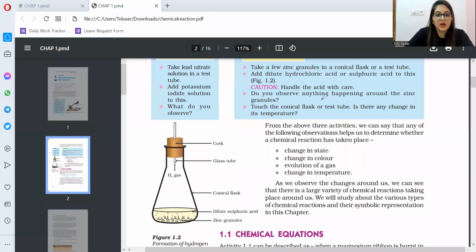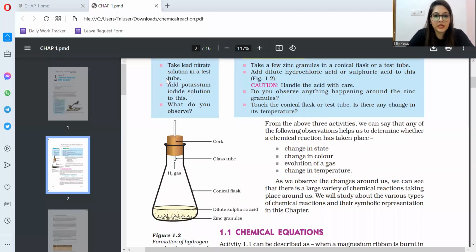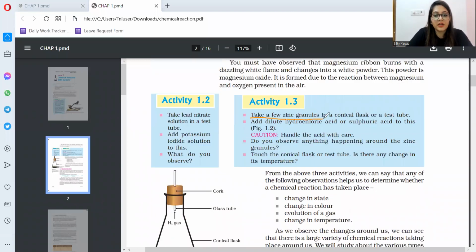Now, from the above, okay, one more activity is there. I think I should first discuss this. Now, one other activity is take a few zinc granules. Zinc granules is Zn. The symbol for zinc metal is Zn. Granule means you're taking some pieces of zinc in a conical flask. So this is a conical flask, okay?